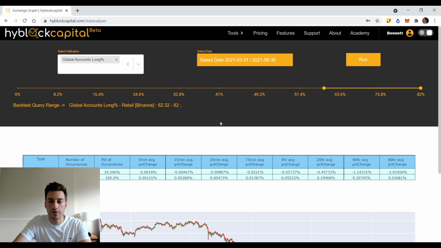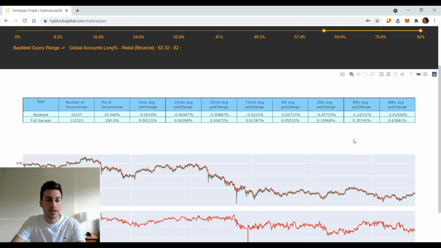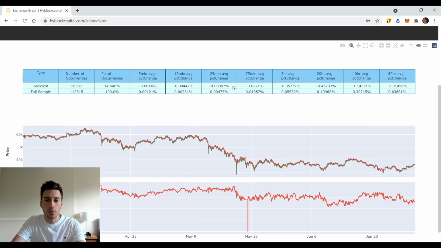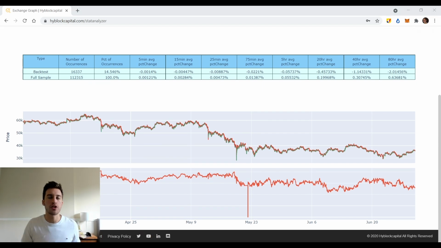Now, here is what we found out. When global accounts long percent is 62% or higher, that means that 62% of traders who hold Bitcoin futures are long. Price tends to fall on every single time frame, on average. So as you can see here, it's generally a good strategy to buy puts or to enter into a short whenever the long percent is very, very high.